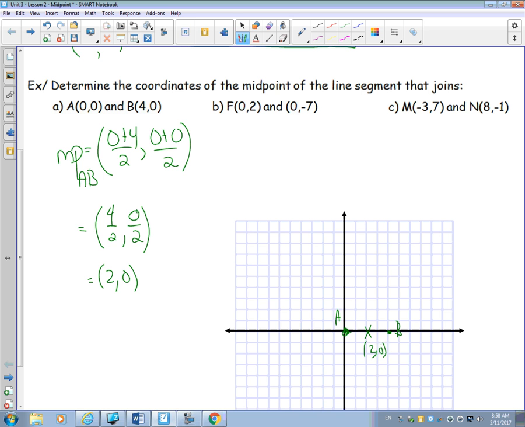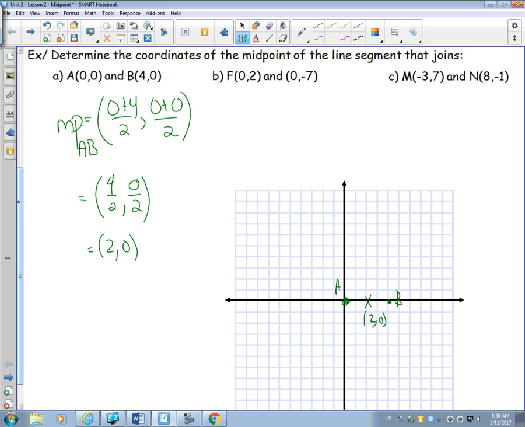If we try the next one, F and G. 0, 2 would be right here. That's F. And G would be 1, 2, 3, 4, 5, 6, 7 down here. So the midpoint of the line that joins those, if I draw the line, should be somewhere, I don't know, right about there. Yeah, it's a little bit trickier to tell because I got something above the axis, something below the axis. I could count backwards, going this way and this way at the same time and figure out where the middle is. Or maybe use the formula.